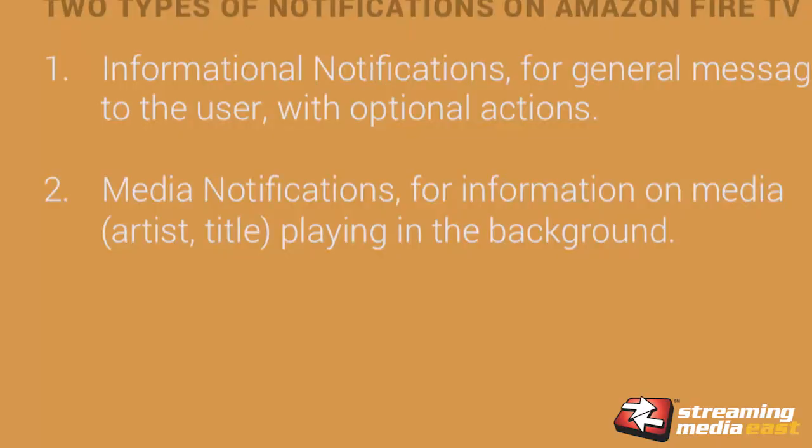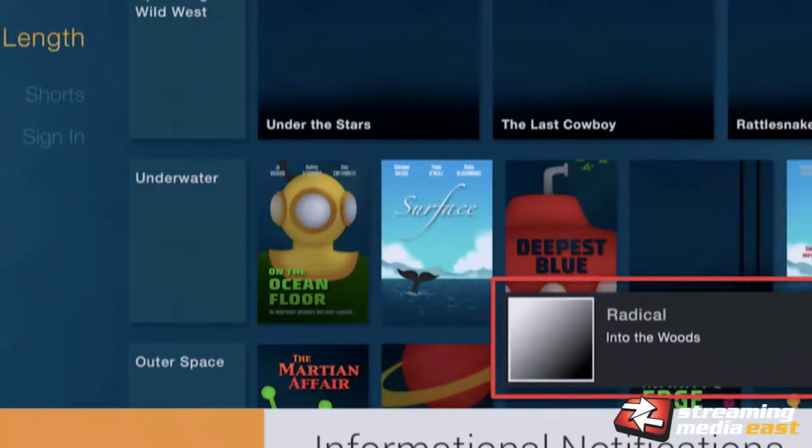But obviously the user isn't going to see anything because there's no system tray. So what we've done is we've extended your standard Android notifications, and we give you the ability to do 2 kinds of notifications that actually can be rendered on the screen versus in a system tray. The first is informational, so this is just general, optional actions. And the second one is going to be media type notifications for content that's playing in the background.